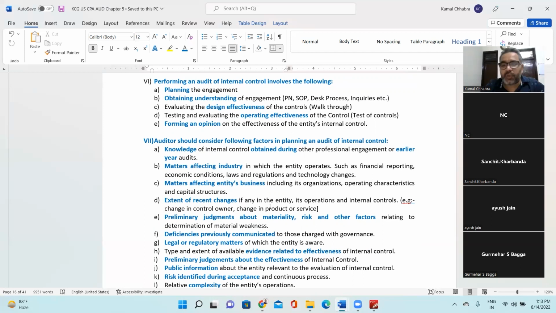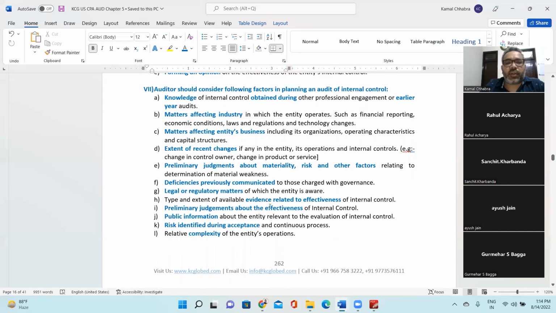So what procedures will you be doing to perform the walkthroughs and test of controls? Inquiries. What else do you do? Inquiries, observation, inspection, and performance. Re-performance, recalculation, and confirmations, right?